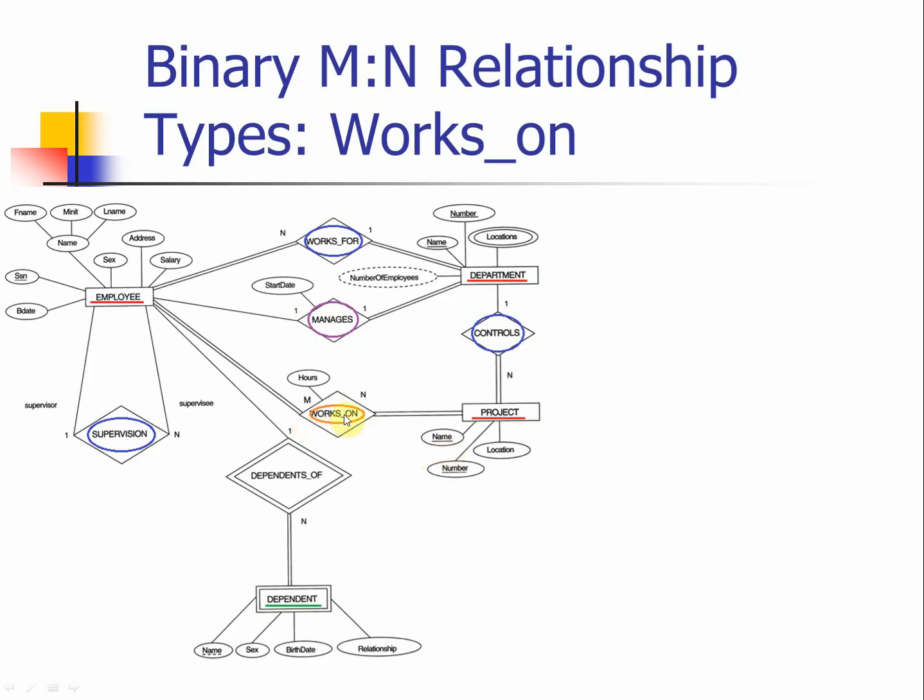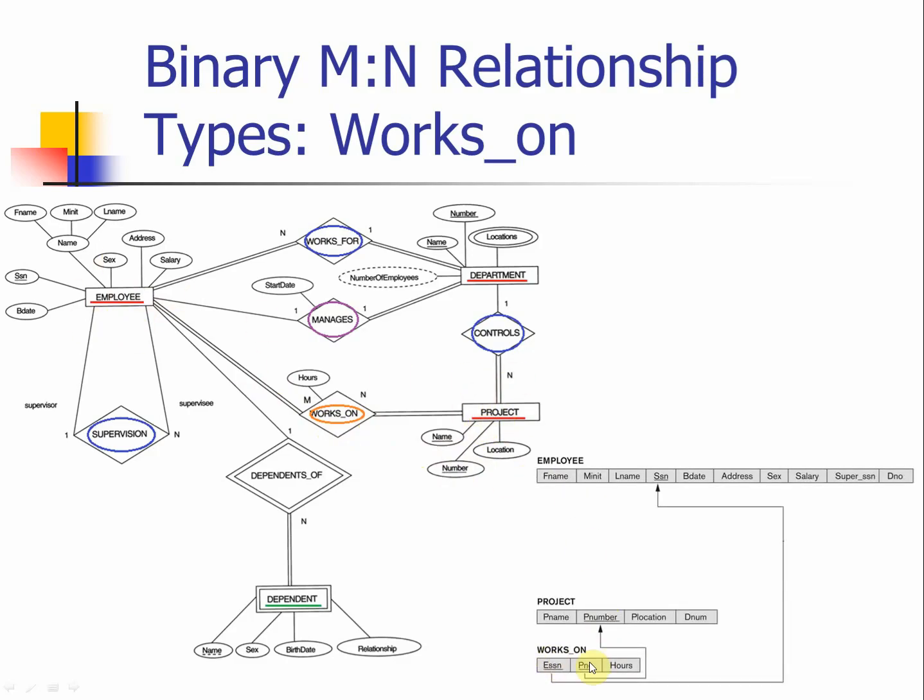So you see that while we try to deal with works on, we need to create a new relation called works on. It connects employee, it connects the project. So what we need to do is take the primary key of the project and the primary key of the employee into the new relation that we create. So we have ESSN, that's the primary key that comes from employee. We have PNO, that's the primary key that comes from the project.